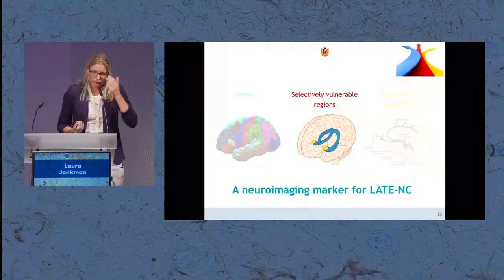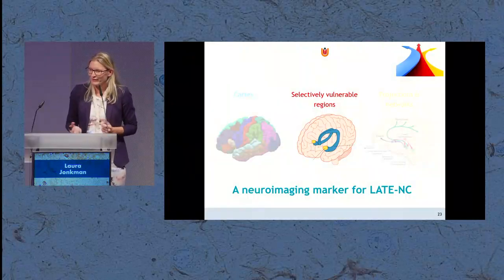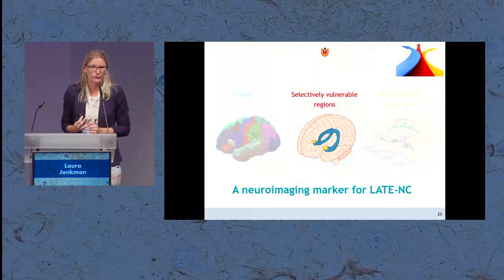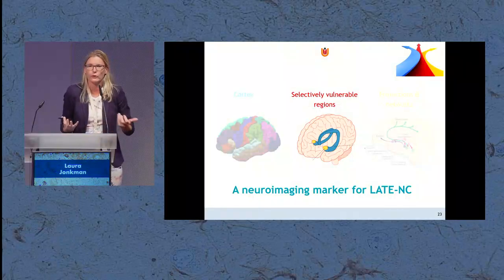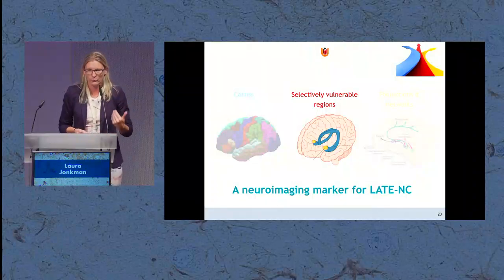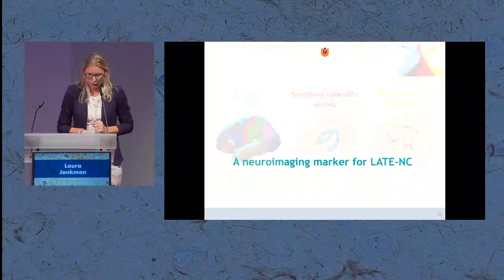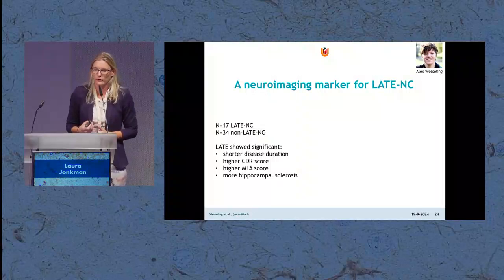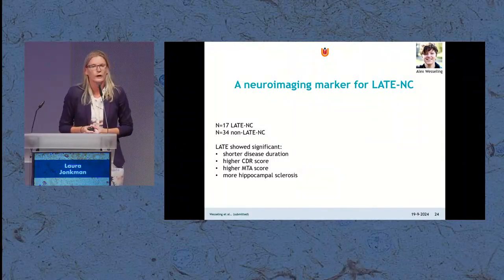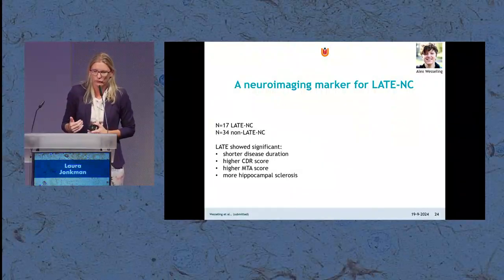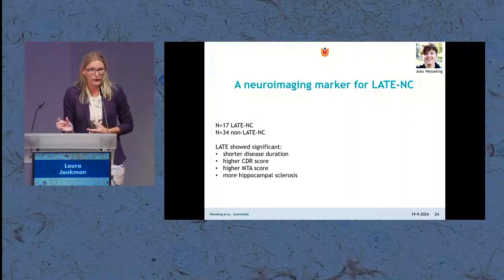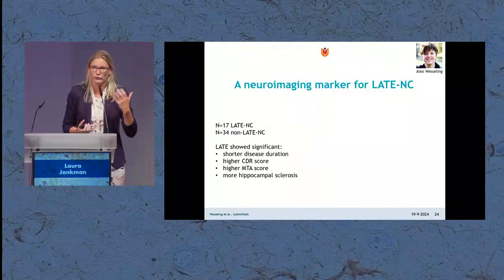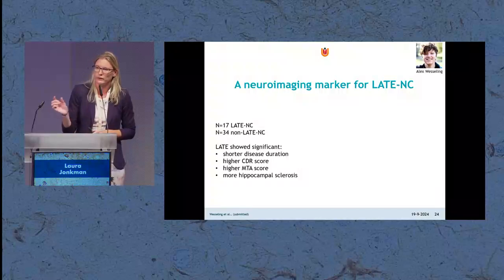So to move on to some more examples, you've already heard a lot about late neuropathologic change, and I'll continue on this a little bit in our postmortem MRI, since there is no in vivo marker for LATE yet. Let's see if MRI can also contribute. So what we did, we had around 17 LATE donors, so donors with LATE pathology. We matched these for age, gender, and neuropathological staging with non-LATE donors.